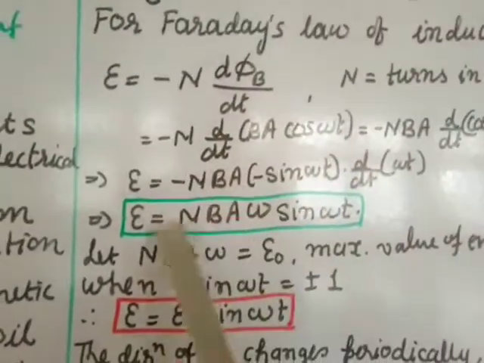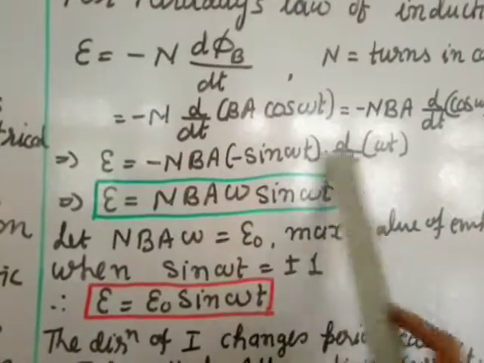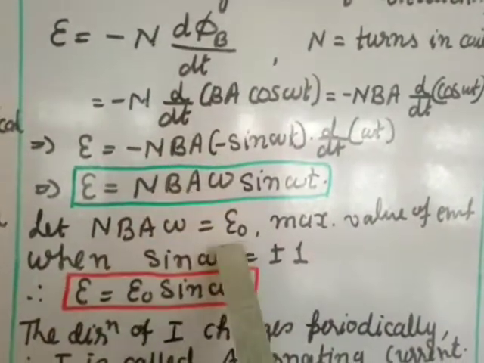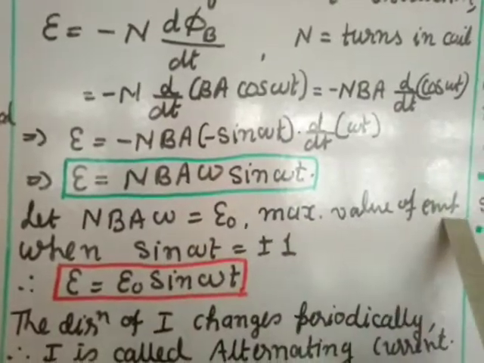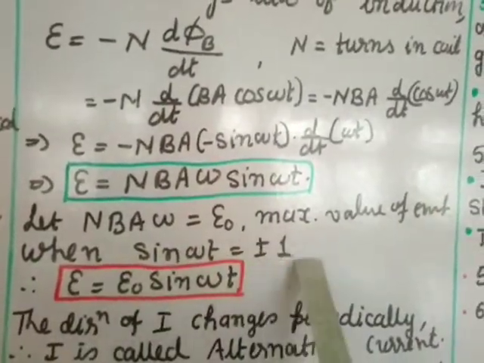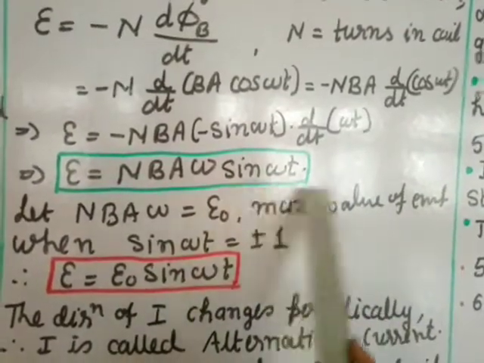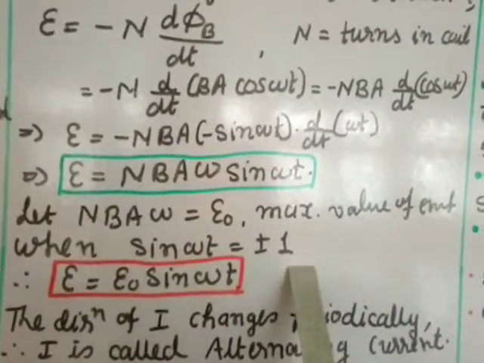Now this value is maximum when sin omega t is 1. So let N BA omega, this value, call it E naught. Maximum value of EMF is when sin omega t is plus or minus 1. We know that the range of sin is from minus 1 to plus 1. So the maximum value of this can be either plus 1 or minus 1.